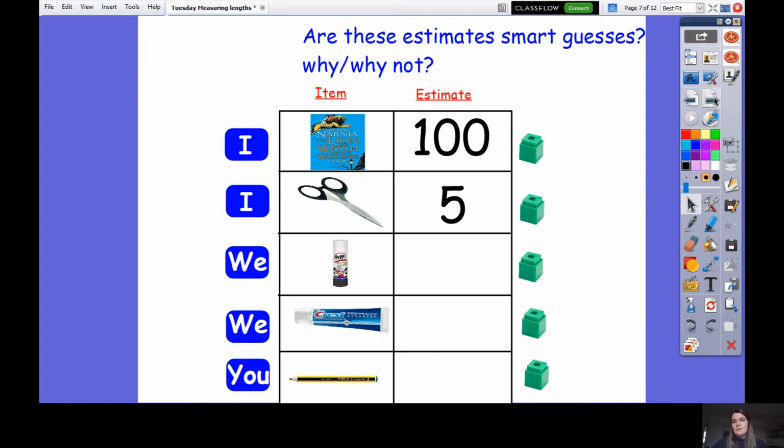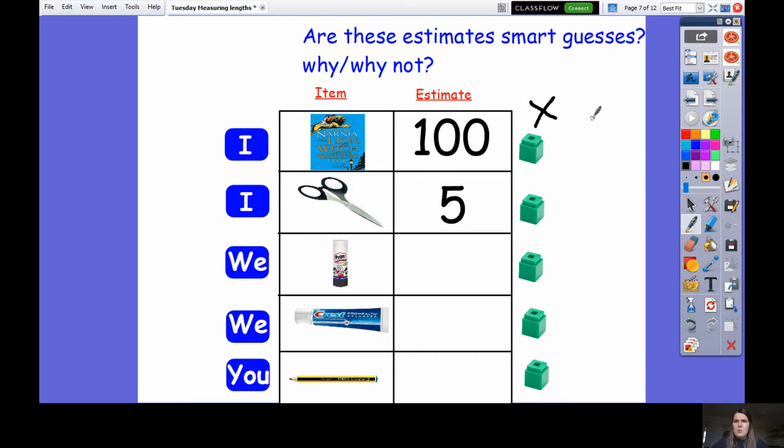Okay, so Miss Bamford's had a go doing some estimates. Some of these might be a bit silly, so we're going to double check. Okay, Miss Bamford has got a book. She estimates that it is 100 cubes long. 100 cubes for a book. Is that a sensible estimate? I don't think that's actually a very sensible estimate because 100 cubes would be very, very long. I think that's a very unsensible estimate.